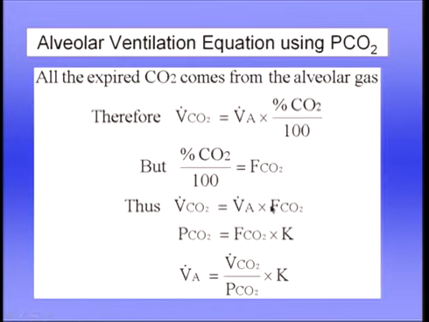Now, we also discussed earlier the definition of partial pressure, and the partial pressure of CO2 is given by the fractional concentration times a constant, having to do with the barometric pressure. So we can take out this FCO2, replace it by PCO2 over K, and that gives us the alveolar ventilation equation. Alveolar ventilation equals the CO2 production divided by the PCO2, and there's a constant here that we don't need to worry about. I'm not going to go into the constant.